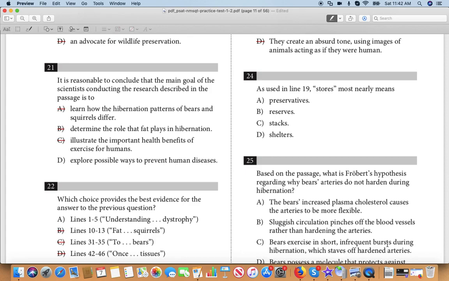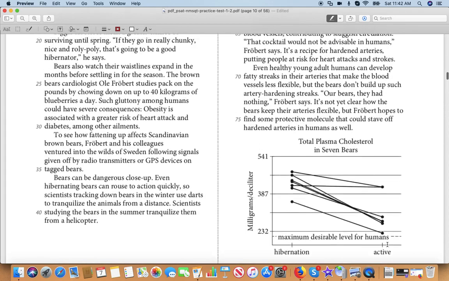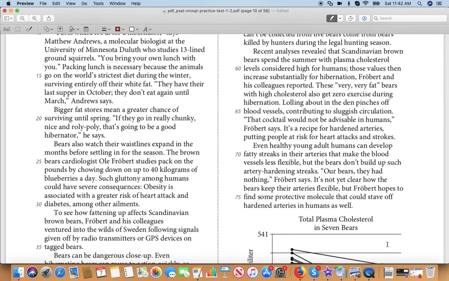Oh, yeah, let's do it. So line 19, stores, and we're plugging in preservatives. Okay. October. They don't eat again until March. Oh, wait, that was the wrong one. Bigger fat preservatives mean a greater chance of surviving until spring. How's that?